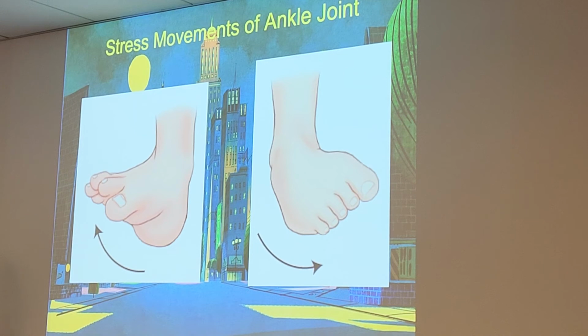And there's your inversion versus eversion. Eversion, once again, means outward rotation. Inversion is an inward rotation of the foot or ankle. So this would be a what? Eversion. This would be an inversion.